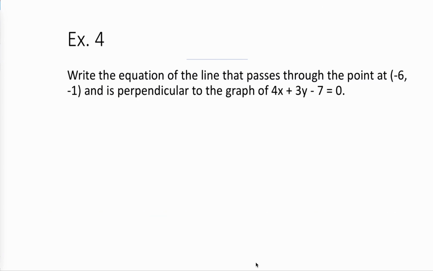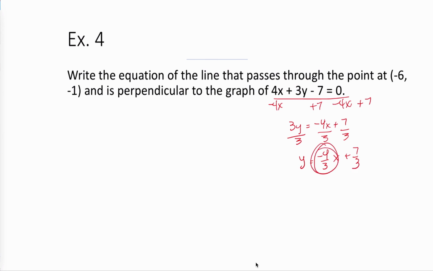Write the equation of the line that passes through the point (-6, -1) and is perpendicular to the graph of 4x plus 3y minus 7 equals 0. So again, we need to put this in slope-intercept form so that we can get the slope. So minus 4x, add 7, 3y equals -4x plus 7, divide everything by 3. We're going to get that y equals -4/3 x plus 7/3.